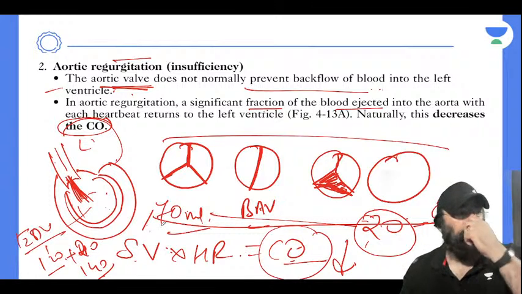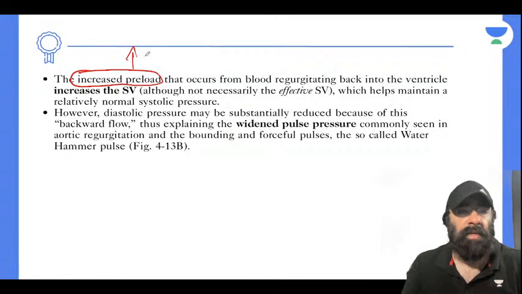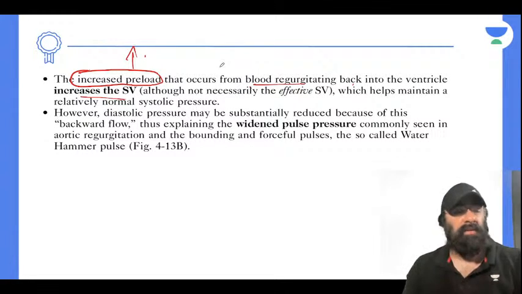तो ये क्या कर रहा है? प्रीलोड बढ़ा दिया इसने. So this means there is increase in preload in the case of aortic regurgitation, और ये हो रहा है because of the blood regurgitating back into the ventricles. This will increase the stroke volume in the next contraction.